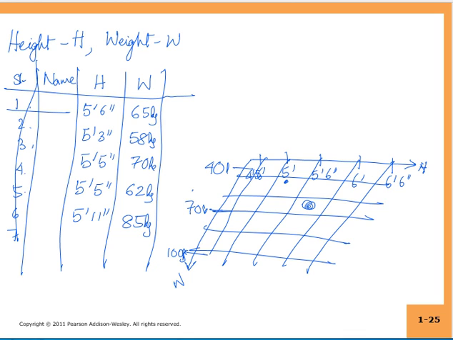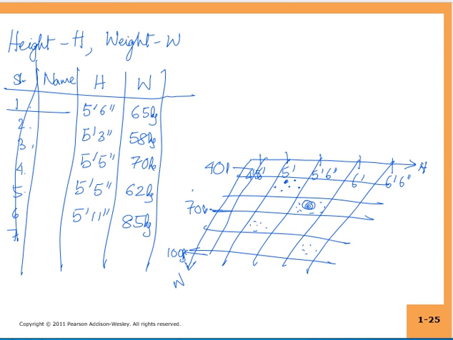So in this square, maybe there are 5 people standing here. In this square, maybe there are 10 people standing here. In this square, maybe there are 3 people standing here. In this square, maybe there are again 5 people standing here, something like that. So you divide up your entire sample and make them stand over here.